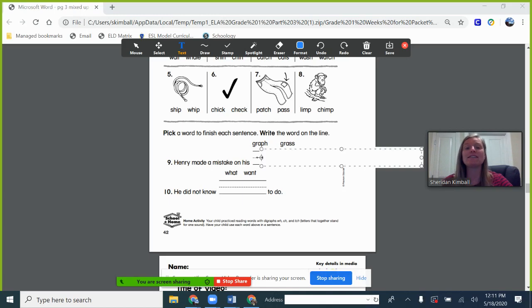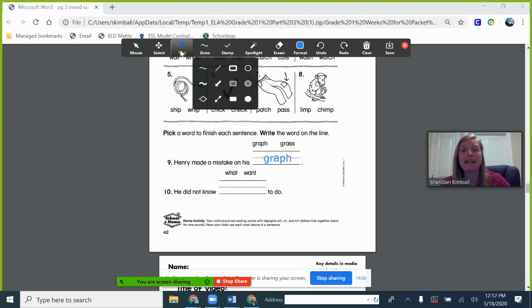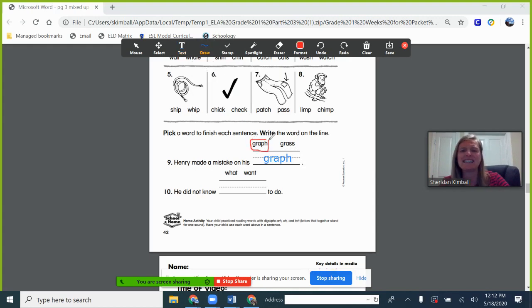A graph is something that people can use in math, and that's something that you can make a mistake on. I don't think people can make a mistake on their grass. That doesn't make sense. So just like I did, I want you to circle the word graph and then write it on the line. Try with your best letter sizes. And now let's read that sentence together. Henry made a mistake on his graph.